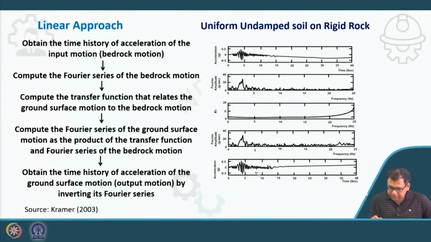Clear? Now, how to transform from time domain to frequency domain, I have discussed, and from frequency domain back to time domain, that is also discussed. So, now how do I get this transfer function, let me discuss that. I will discuss two cases, as I mentioned. First one is the uniform undamped soil on rigid rock. So, let us do that.